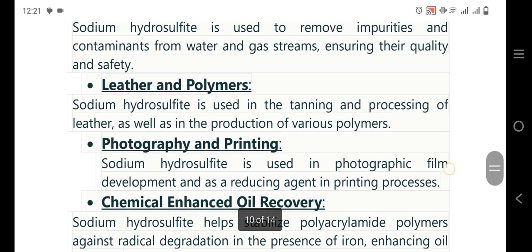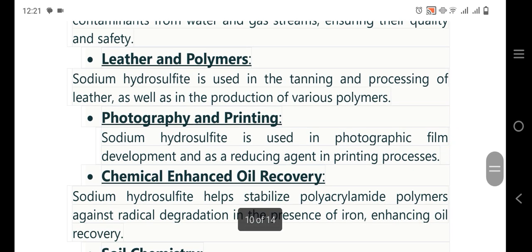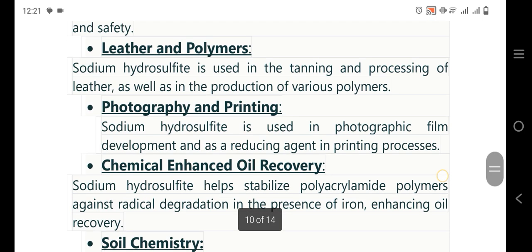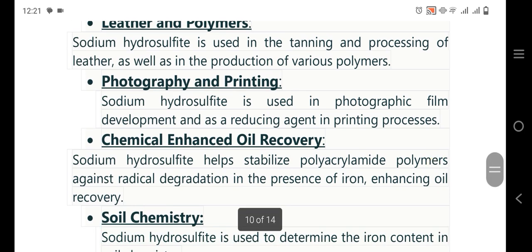Leather and polymers. Sodium hydrosulfite is used in the tanning and processing of leather as well as in the production of various polymers. In the production of photographic films, sodium hydrosulfite is used as a reducing agent in printing processes.